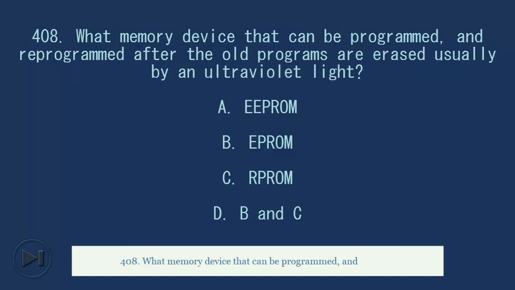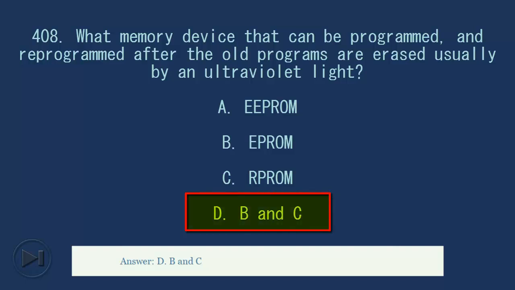408. What memory device can be programmed and reprogrammed after the old programs are erased, usually by an ultraviolet light? A. EEPROM. B. EPROM. C. RPROM. D. B and C. Answer, D. B and C.